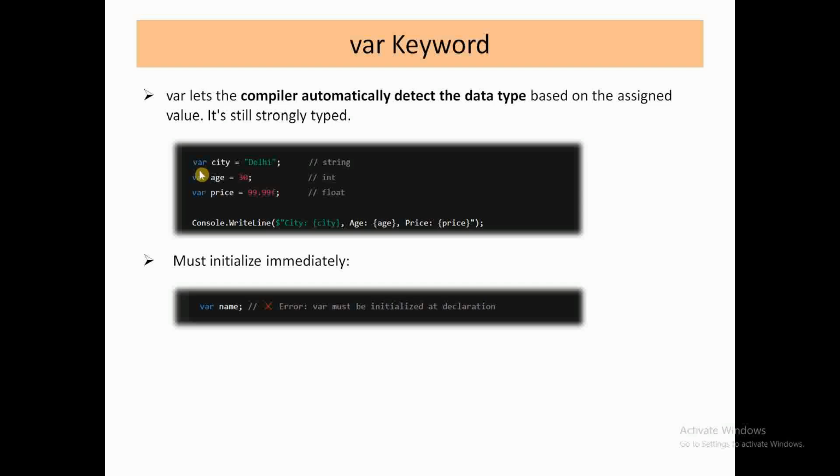Suppose we have an example of var city equal to Delhi, var a equal to 30, var price, this one. We are putting a string value, an integer value, then a float value into variables declared with var. It will accept all these values and automatically detect the data type. So this is the good feature of the var keyword. It must be initialized immediately. If we want to use this, we have to initialize on the spot. If we are declaring var name, we have to give some value, otherwise it will give us a compile time error. Var must be initialized at declaration.